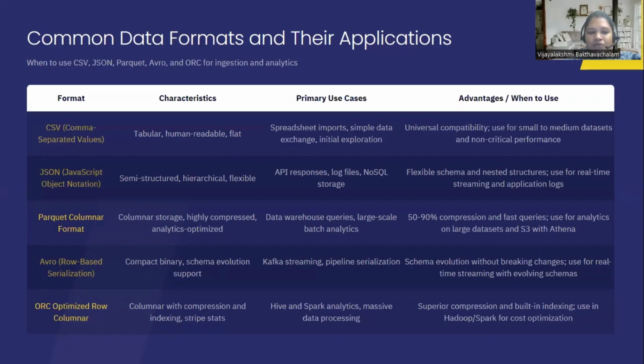Avro is a row-based serialization which stores the schema along with the data and is used in places where schema evolution is very much necessary, highly used in Kafka streaming and pipeline serialization. ORC, optimized row columnar, is very similar to Parquet, but used in applications where we have Hadoop or Spark.